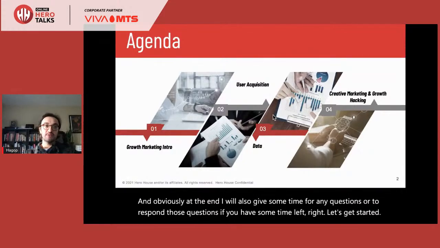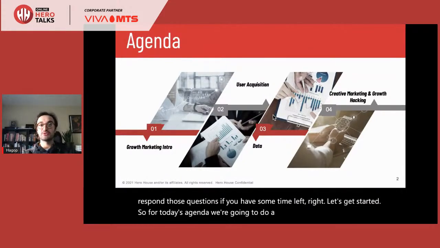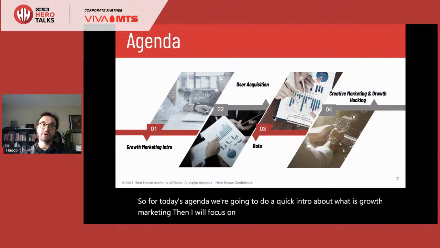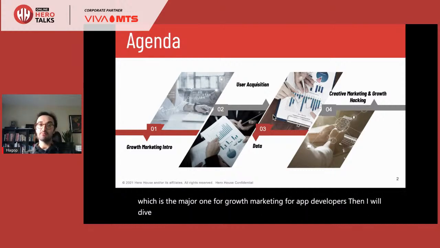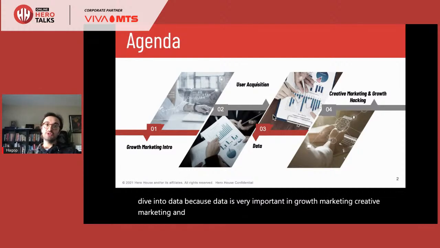So for today's agenda, we're going to do a quick intro about what is growth marketing. Then I will focus on the biggest part of the user acquisition, which is the major one for growth marketing for app developers. Then I will dive into data, because data is very important in growth marketing, creative marketing, and then growth hacking, which we will keep for the end.